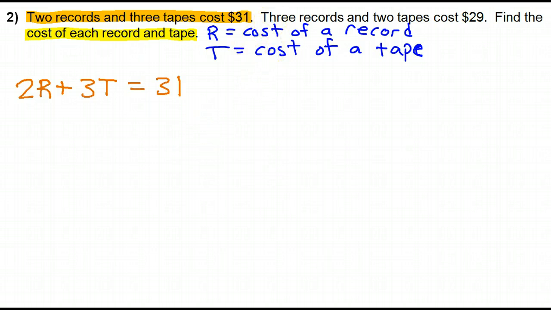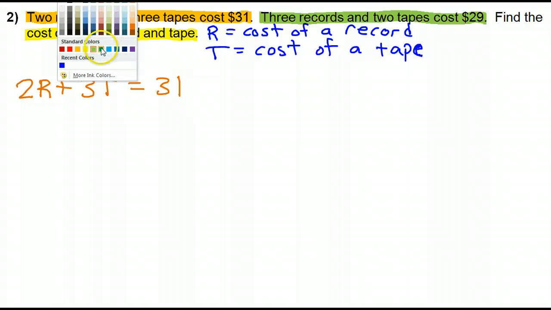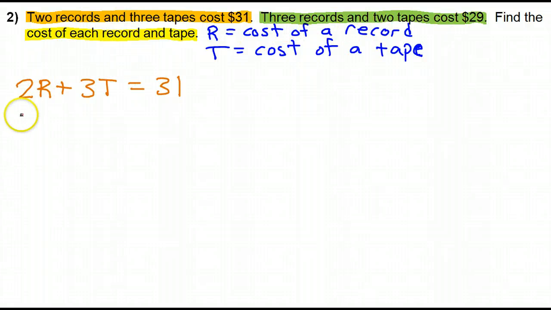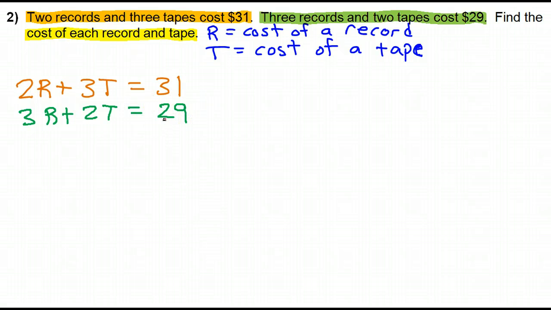Now let's make a second equation. So now we need our second equation, and we will get that from the next sentence. 3 records and 2 tapes cost $29. So here we go, my friends. 3 records and 2 tapes cost $29. Okay, so here are my 2 equations. This is my system. I need to solve it.